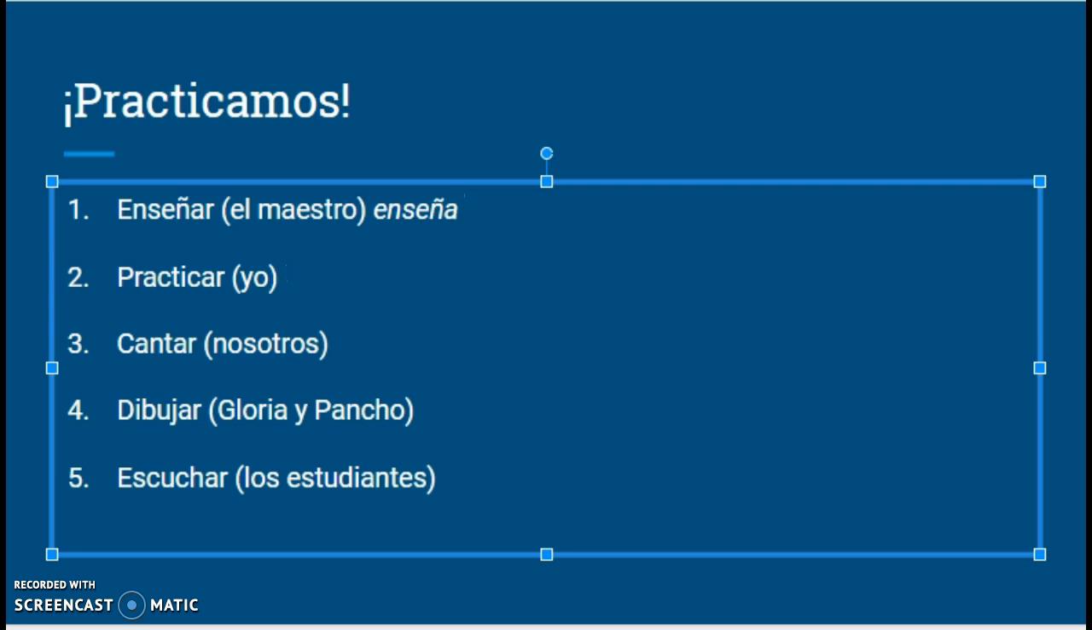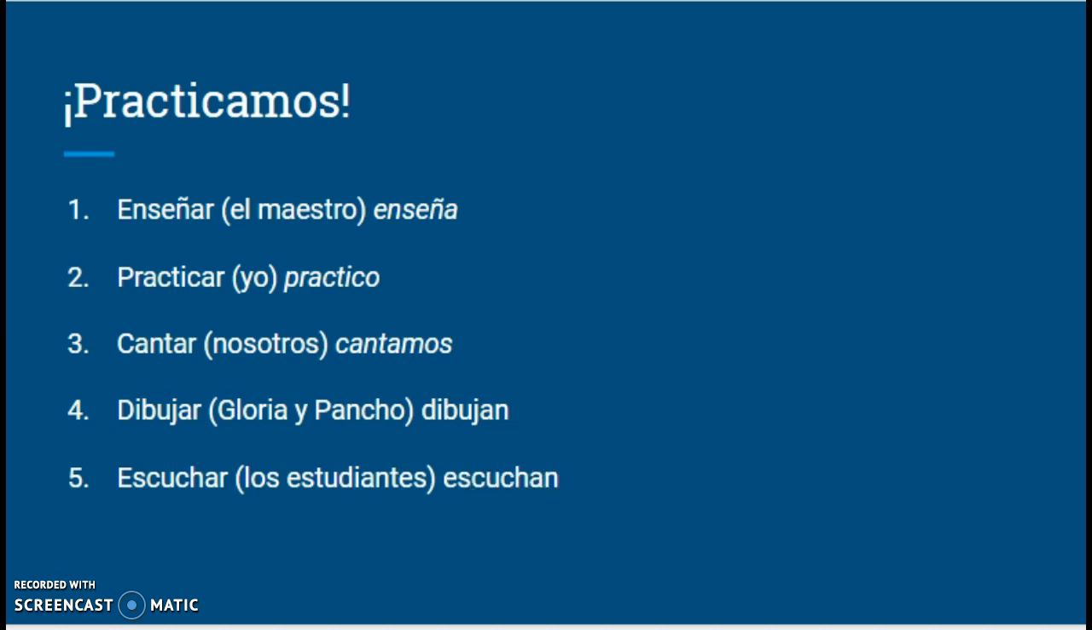Dos, practicar. Yo, I have my stem, practic. Yo ending is O, practico. Cantar is going to be cantamos, since the nosotros box ending is amos. So go ahead and do cuatro y cinco, and then I'll put it up. So now that you've done those, cuatro would be dibujan, since it's 2 people, plural, that's like they. And then escuchan, once again, estudiantes is plural, so we have that AN ending.